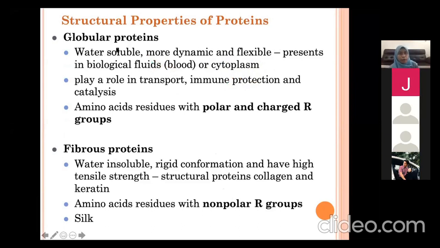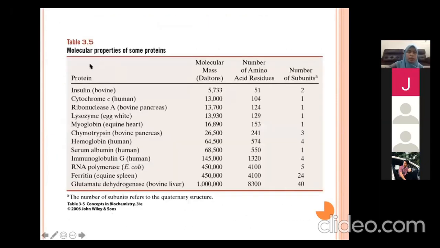For structural protein, there are many types. We have the globular protein and then the fibrous protein. For the globular protein, we have the polar and charged group. For the fibrous protein, we have non-polar R group. So remember polar and charged group, we will have from the acidic and basic. And for non-polar, we have all the hydrocarbon stuff, the orange group.